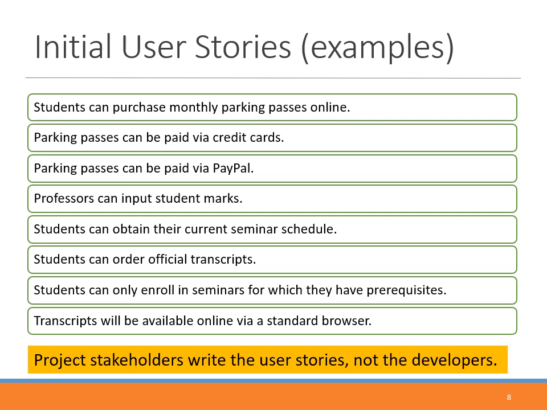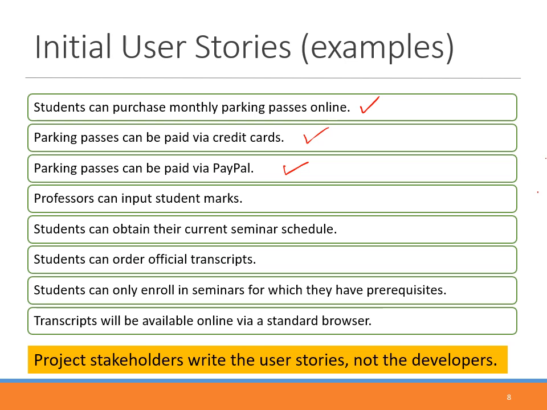From here, you can see initial user story examples. The first one, for example: student can purchase monthly parking passes online. You get some idea, right? So this is a very initial one. Second is parking passes can be paid via credit cards. This is another story. We can make a purchase, we can pay for a purchase, and then also the purchase can be paid via PayPal. Another story.